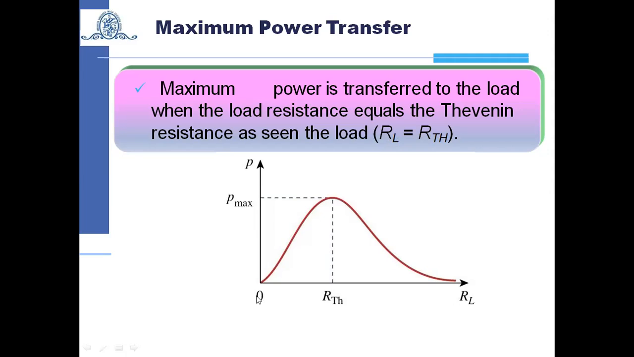So here, if RTH is becoming equal to RL, we can say we will get the maximum power, we will get the peak power. So we are saying maximum power is transferred to the load when the value of load resistance equals the Thevenin resistance as seen by the load. Sometimes it is necessary to determine the load impedance that is connected across two terminals of the circuit, so that maximum power will get transferred to the load.